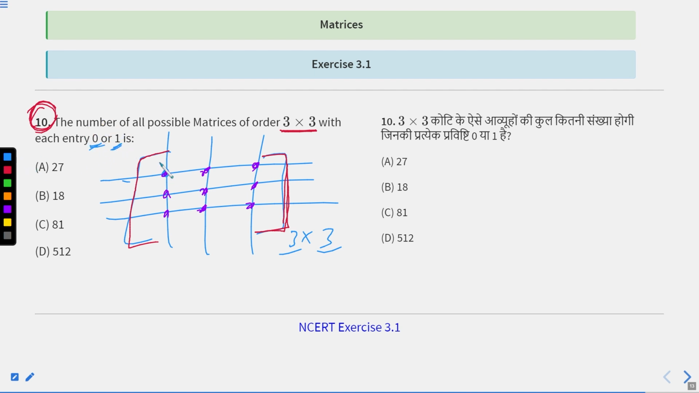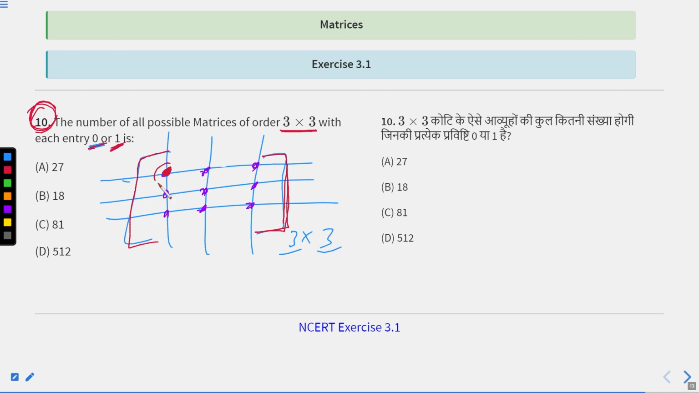You can put 0, 0, 0 everywhere. You can put 1, 1, 1 everywhere. You can put 1, 0, 0. Okay, you have only how many choices for every position? 2 choices. So this is a question of selection, that at what position you are choosing what entry, 0 or 1.